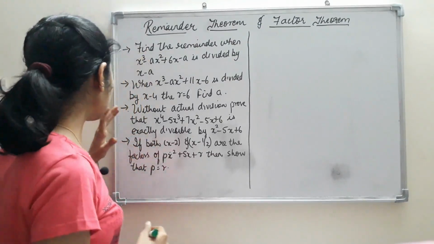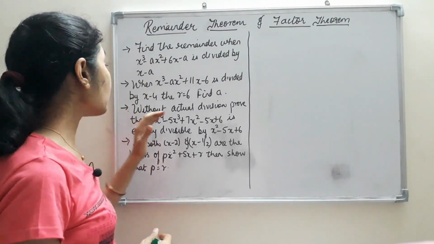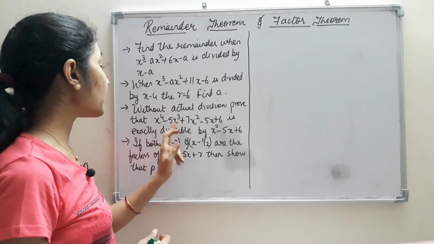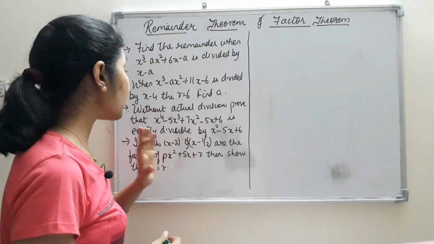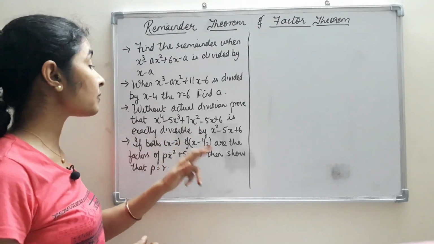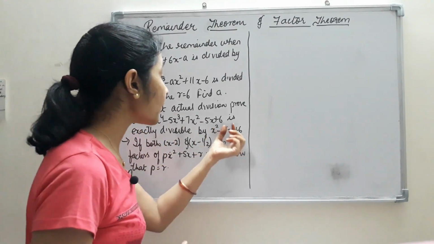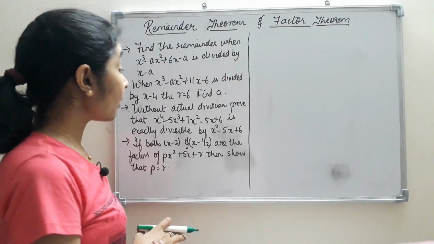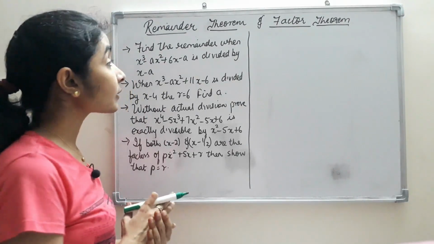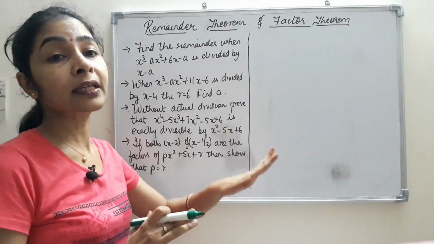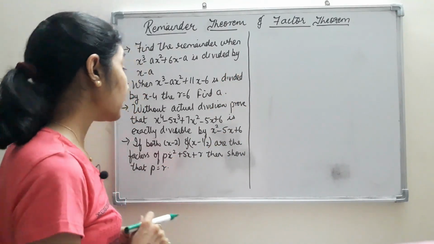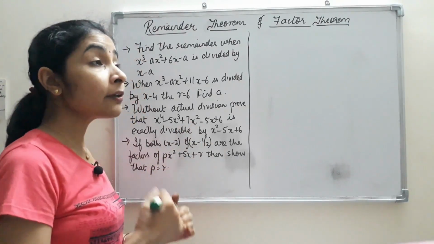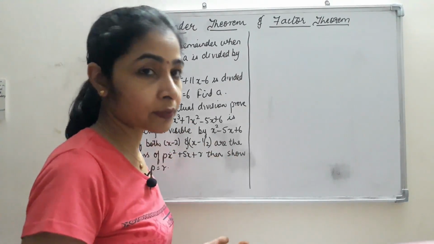So here let us see the next one, and that is, without actual division prove that x raised to the power 4 minus 5x cube plus 7x square minus 5x plus 6 is exactly divisible by x square minus 5x plus 6. Now here we are given a quadratic polynomial. Now the condition we saw was in case of linear polynomial only. Now we can use it for quadratic polynomial also if we remember some rules of divisibility.